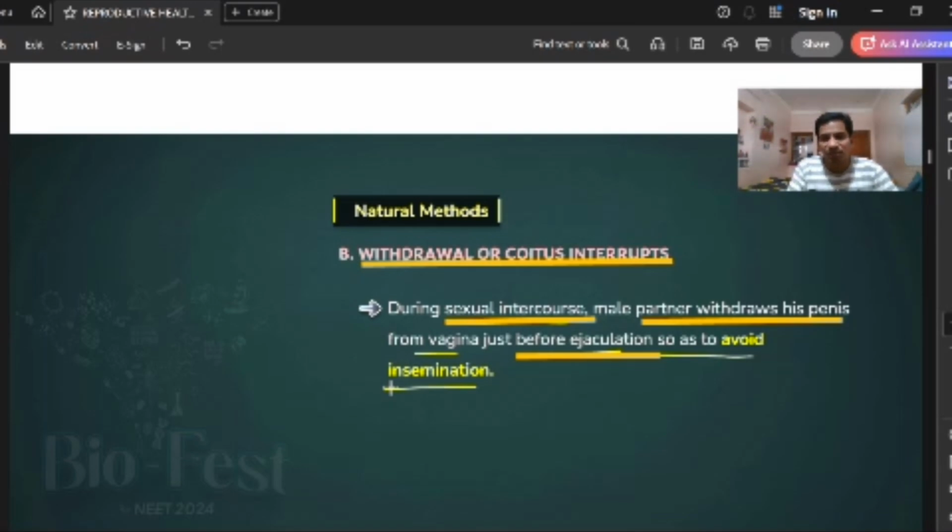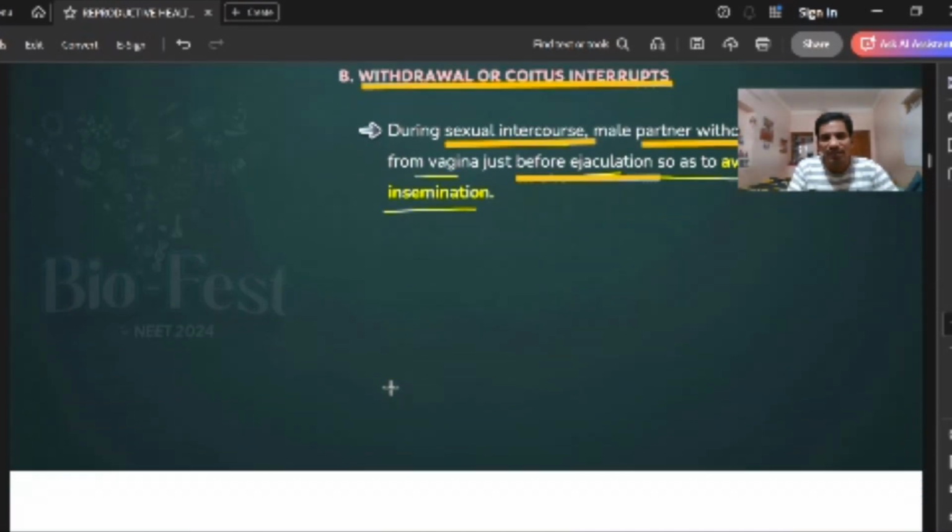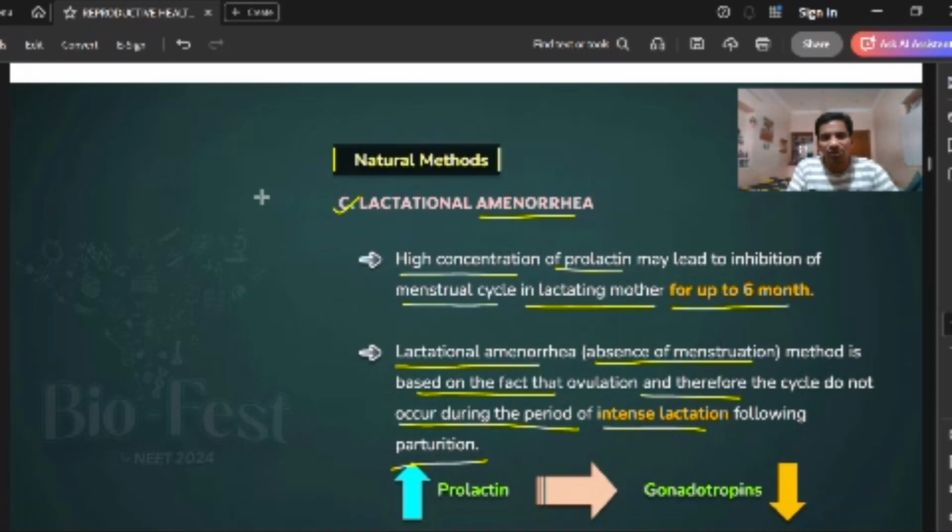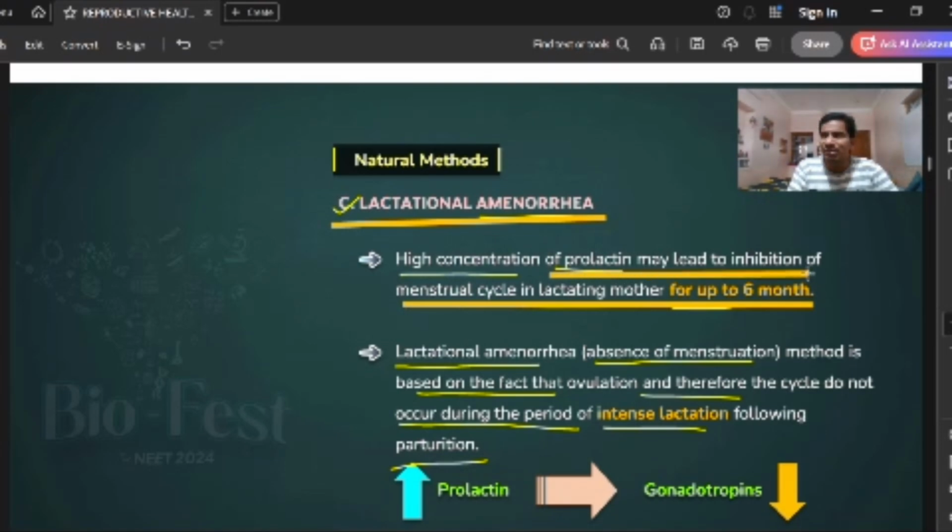Right, and let's go to the next, the third method, lactational amenorrhea. This is the last one in the natural methods. Lactation means the milk-producing or milk-feeding time. Right after parturition, or delivery, the mother has to feed milk to the infant for at least 6 months. This is very effective up to 6 months. There is no menstruation up to 6 months because prolactin leads to inhibition, right? That's the reason it works.